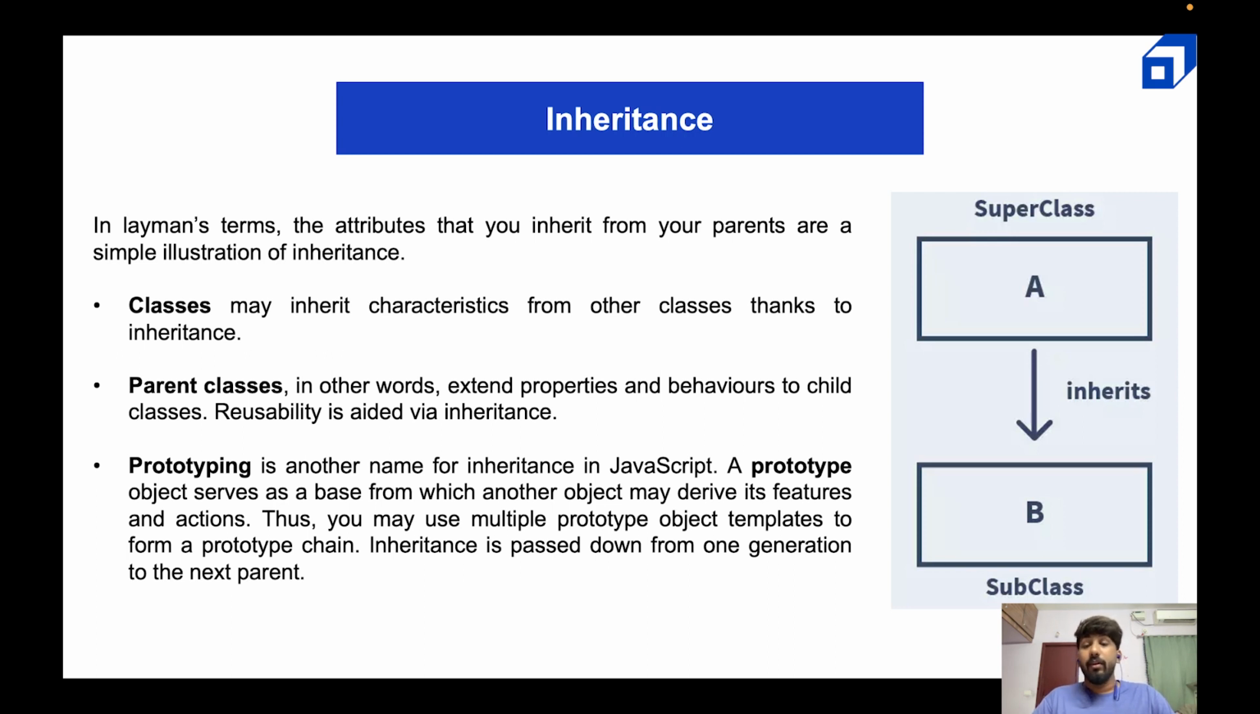And prototyping is another name for inheritance in JavaScript, especially. A prototype object serves as a base from which another object may derive its features and actions. So basically, it's the same concept: another object is using a prototype object and getting its attributes and using them for itself. Thus, you may use multiple prototype object templates to form a prototype chain. Inheritance is passed down from one generation to the next. To be very simple, inheritance is when the subclass gets some attributes from the superclass.